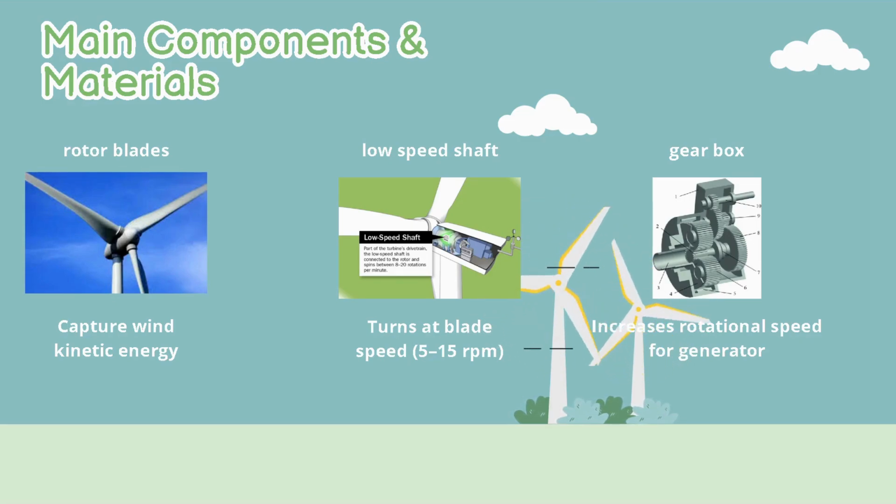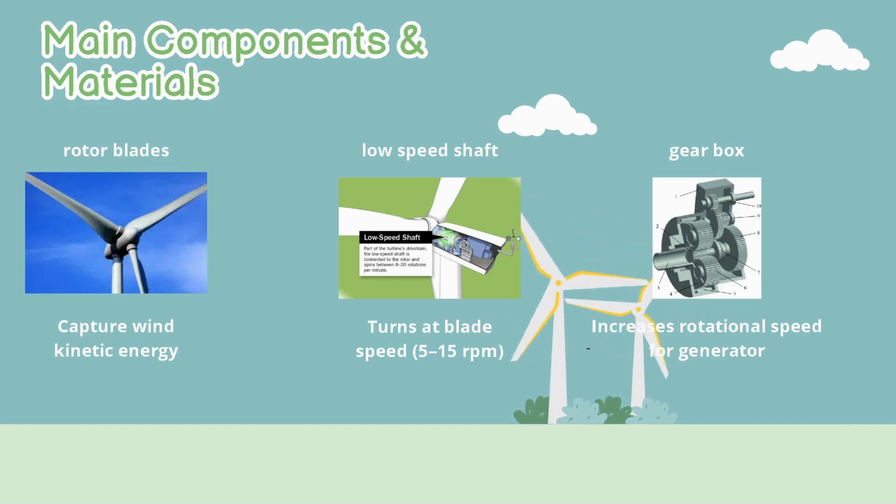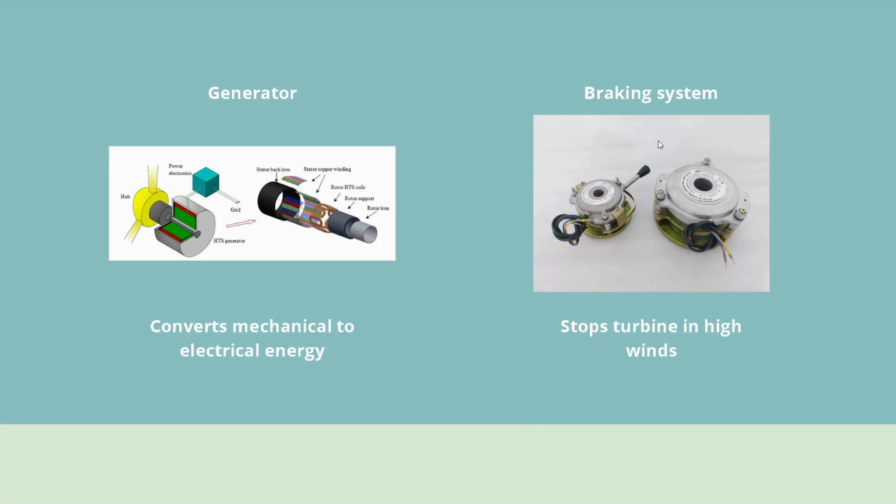and lightweight. Second, the low speed shaft. It turns the blade speed between 5 to 15 rpm. Third, the gearbox. Its job is to increase the rotational speed for the generator. Fourth, the braking system. This stops the turbine safely during high winds or maintenance. Fifth, the generator. This is the most important part. It converts mechanical energy into electrical energy.